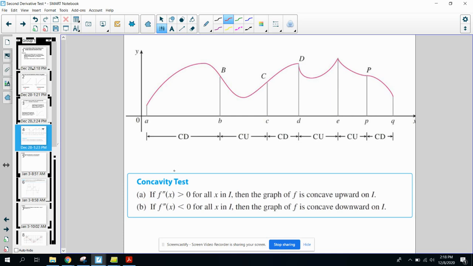Okay, so the concavity test is basically telling us how we figure out if it's concave up or down by taking the second derivative. When I take the second derivative, if it is positive, if it's greater than 0, then the original graph is concave up on that interval. If it's negative, then my original graph would be concave down on that interval. This is very similar to when we did the first derivative and we were finding the intervals of increasing and decreasing, but now we're finding the intervals of concave up and concave down.